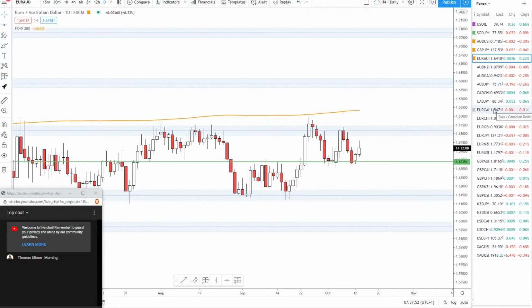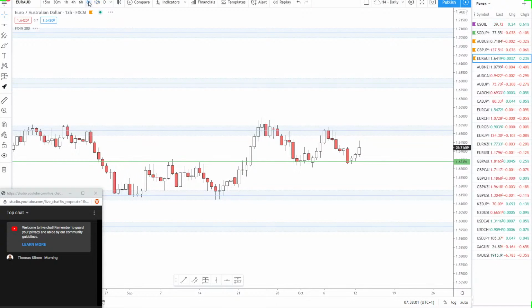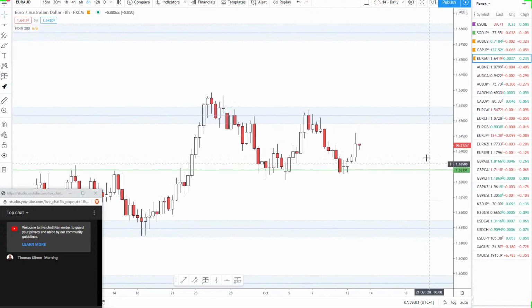So there's a potential trade here on Euro AUD. It's a bit out, but it looks like it's going to get there. This is viable with ranges.